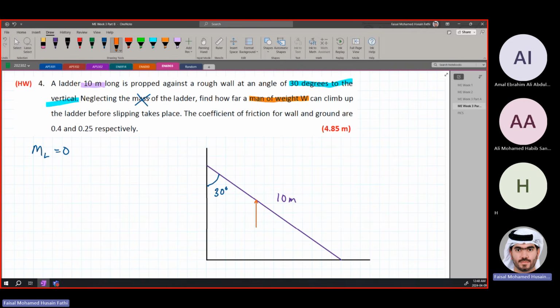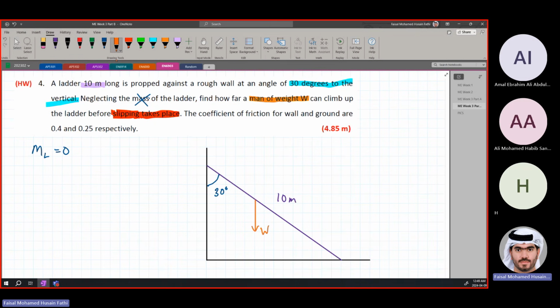We don't know where he is. Then we need to find out. So we have a weight here of the man. Let's call this just W. All right. Can climb up the ladder before slipping takes place. Meaning before the ladder slips and falls. So in other words, they want it to be at equilibrium. Meaning we have to use sigma fx equals 0, sigma fy equals 0, sigma moment equals 0 again.